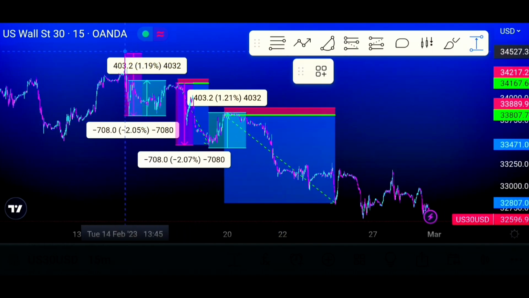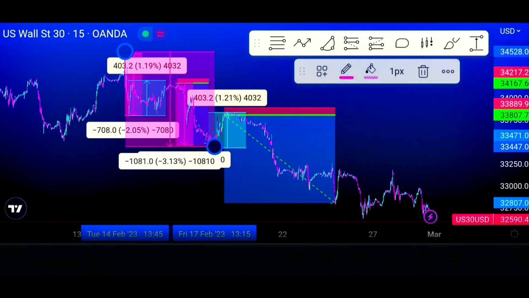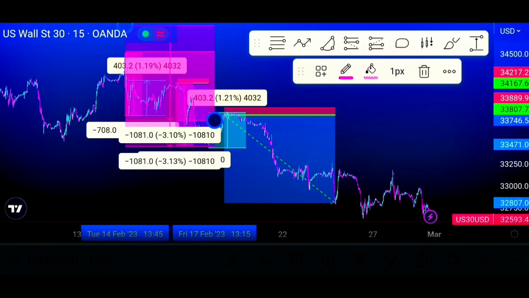And this is the main drop leg. By using the symmetry of this leg, we find our target trade.